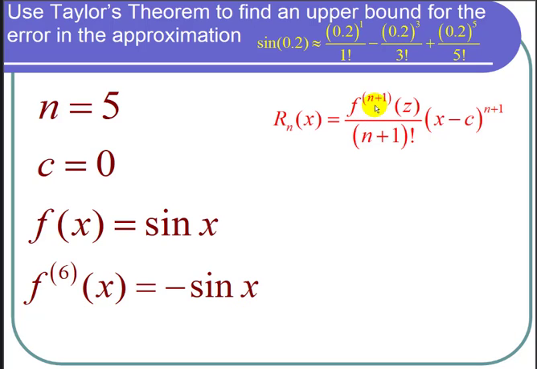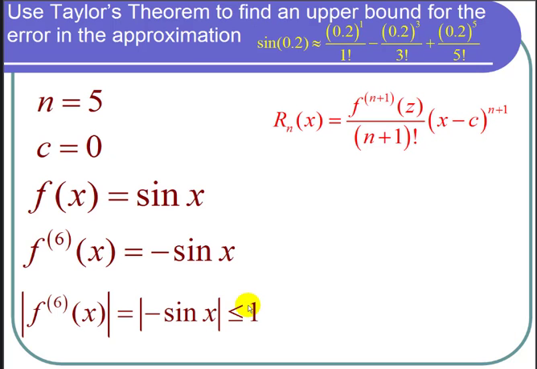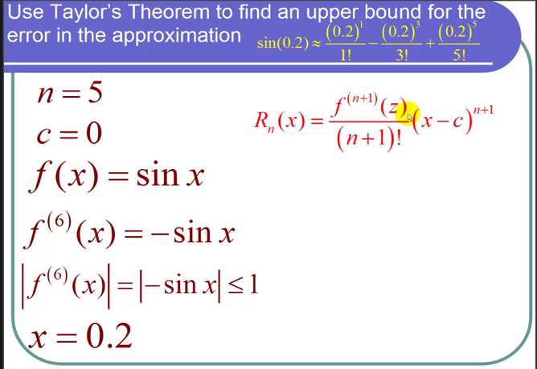We want the sixth derivative evaluated at this mysterious z that is somewhere between x, which is 0.2, and c, which is 0. One nice thing about the sine of x, it doesn't matter what we're plugging in. We always get something between negative 1 and 1. And when we take an absolute value, we can say that the sixth derivative is always less than or equal to 1 in absolute value. So in particular, I can take this f super n plus 1 of z, and I can replace it with a 1.